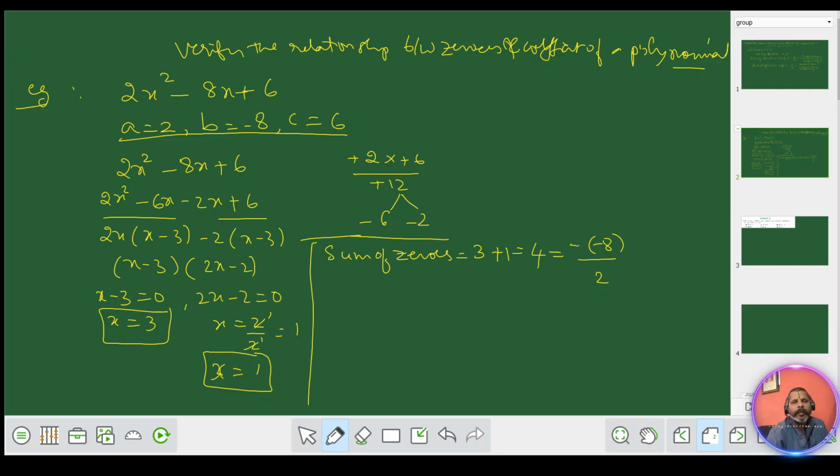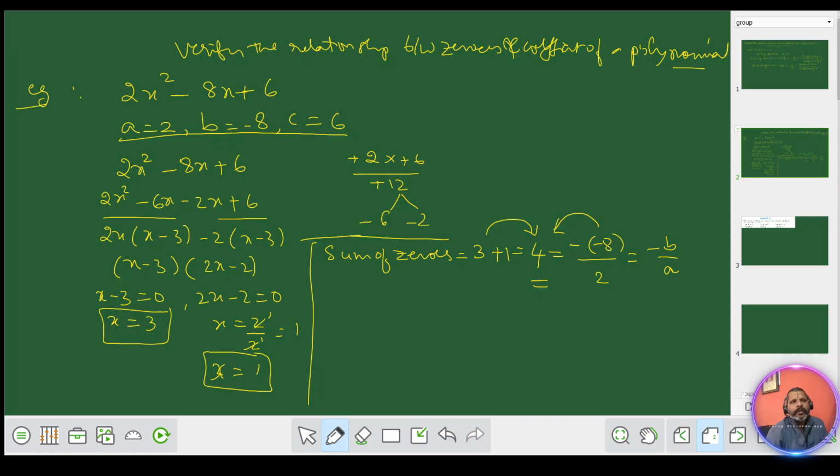That is, if you verify, you should get this. This also should give you this answer. This is minus b by a. Okay, clear? Any questions? Please comment.